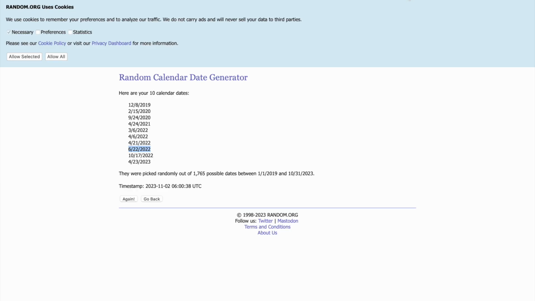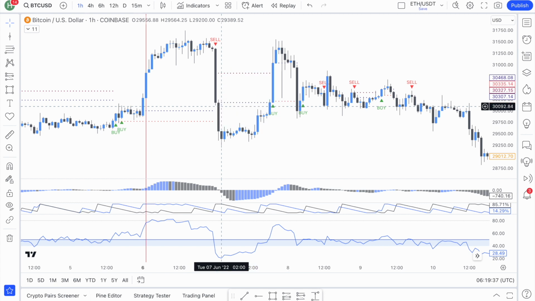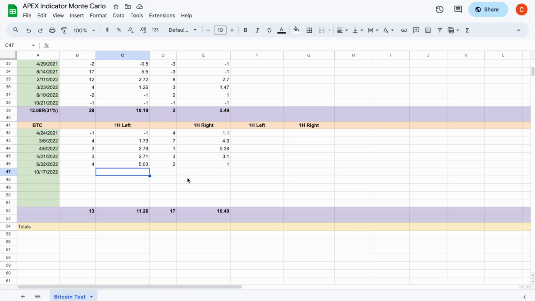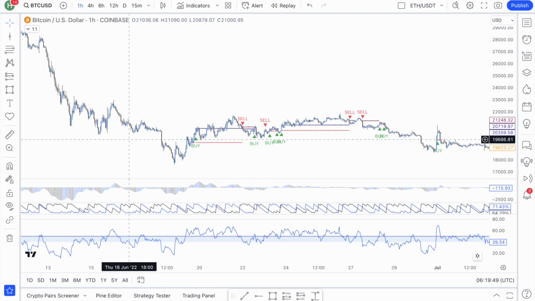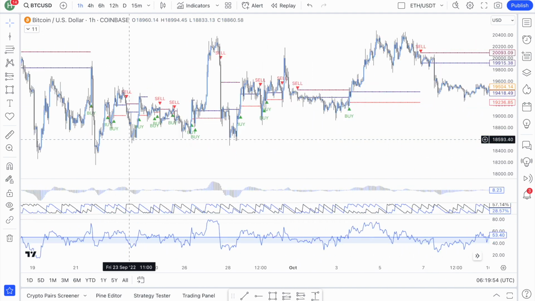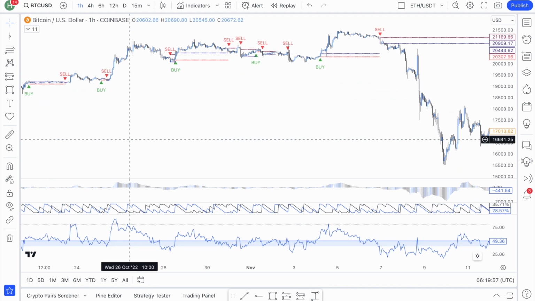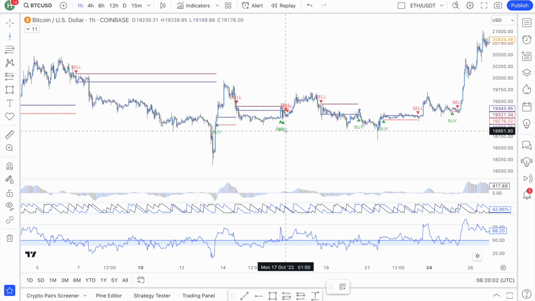All right, so 10/17/2022. Yeah, I say this isn't built for 1 hour, but it's actually performing pretty well. So 10/17/22. All right, where are we at here? 10/17/22.